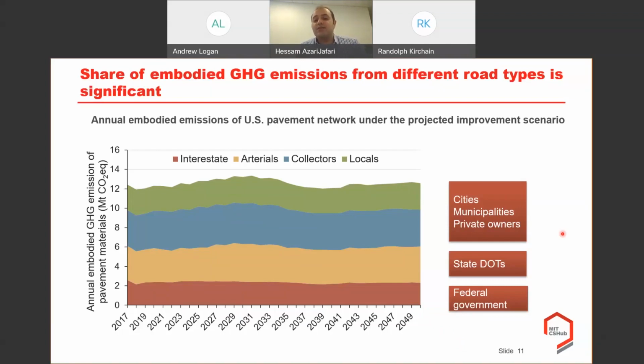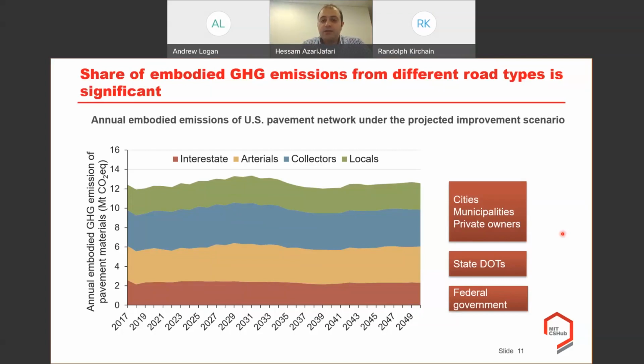Therefore, they should sit around one table because they all have significant responsibility to reduce the embodied GHG emissions of the road network. So that's one point that I would like to emphasize here: we have to consider all these stakeholders together, both from the management point of view and the other parts from the supply chain, starting from the design up to the end of life.